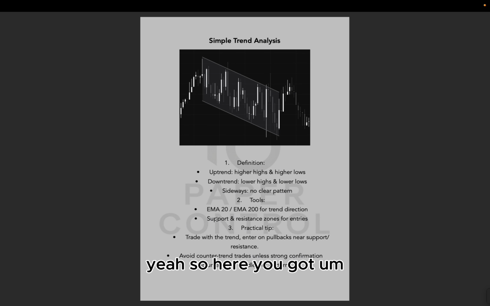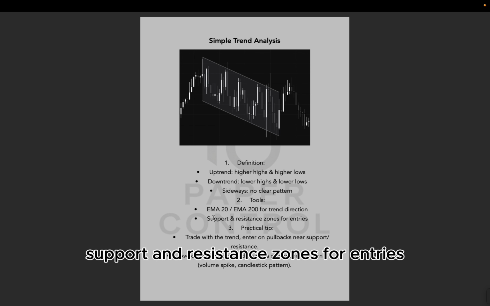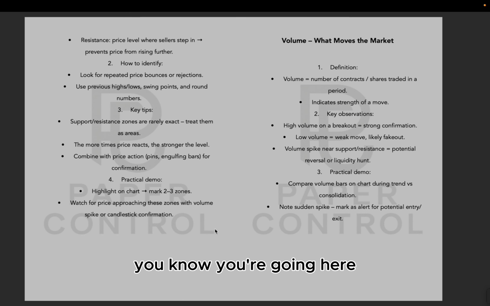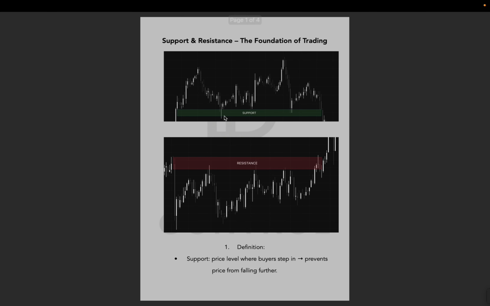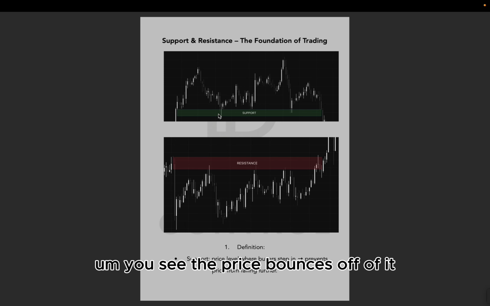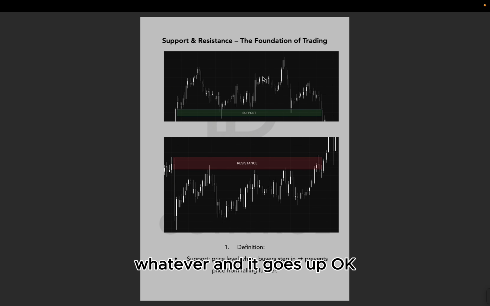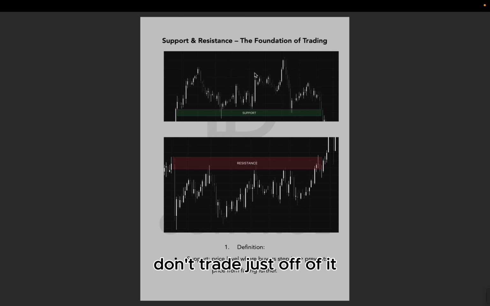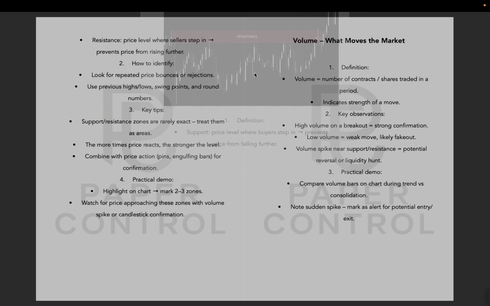Here you get support and resistance zones for entries. You see the price bounce off of it, then it goes up, then you set a limit order here or you enter with the market, and it goes up. That's a basic strategy. Don't trade off of just a single piece. We'll get to strategies later.